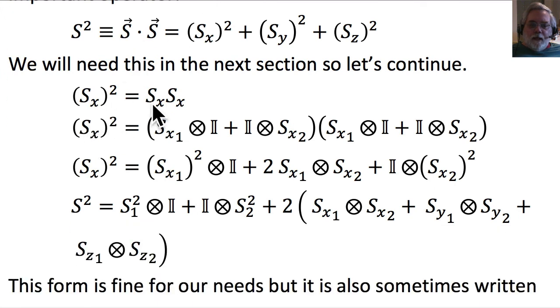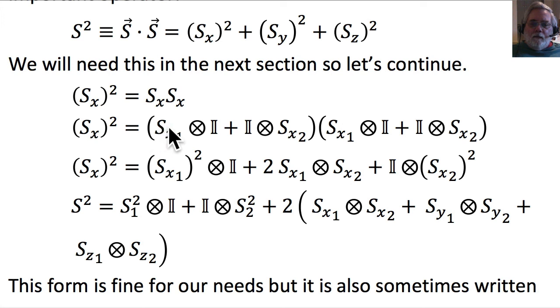Sx squared is the operator Sx operating on the operator Sx. And we know what Sx is. Sx is a tensor operator. It is Sx1 tensor identity plus identity tensor Sx2. We need to take that operator and operate on another copy of itself. And operators are distributive. So we can multiply. This is two terms operating on two terms, so we're going to get four terms.